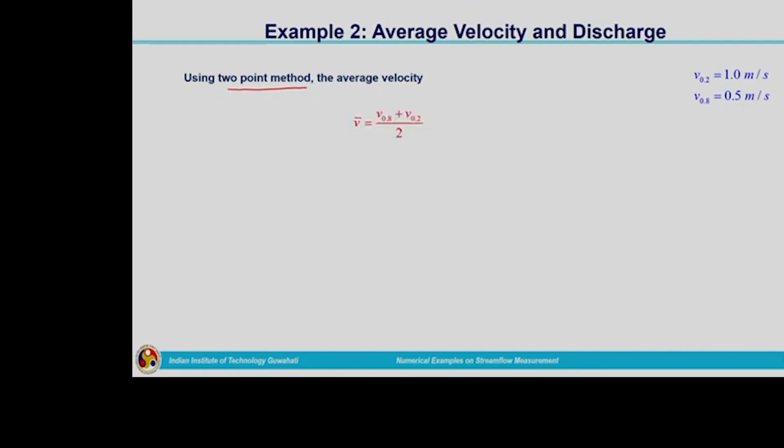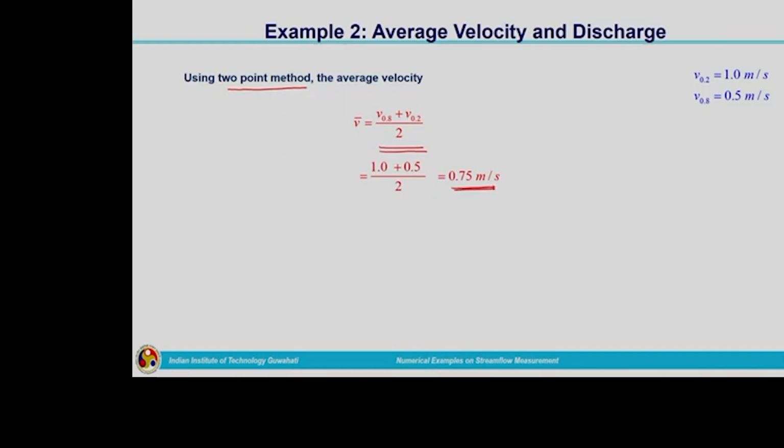So, here we have been given velocities at two depths, that is 0.2 y and 0.8 y. We can compute the average velocity of the stream by using the 2-point method. So, that is given by this formula. Average velocity v is equal to v 0.8 plus v 0.2 divided by 2. We just have to substitute and calculate the average velocity. That is coming out to be 0.75 meters per second.